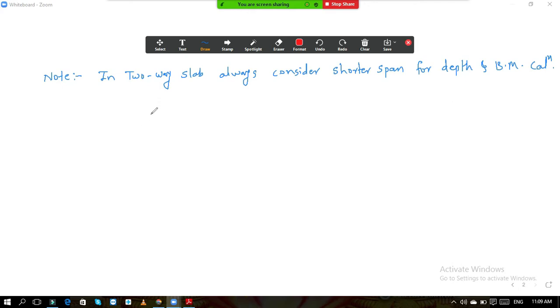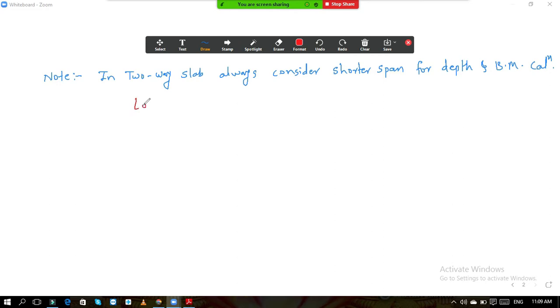So our step number 1 is common for one-way slab as well as two-way slab. The ratio of longer length to shorter length, let us call this alpha. Even if you don't give any notation, it is fine. Directly we can take the ratio.